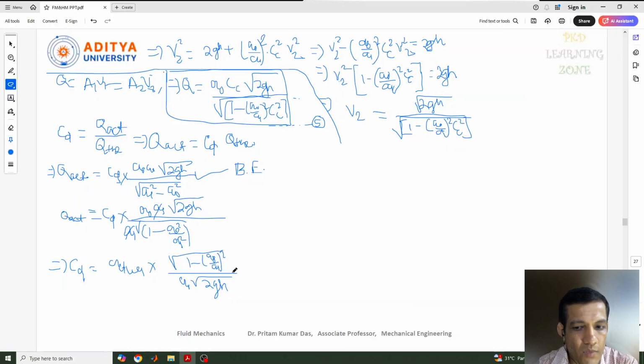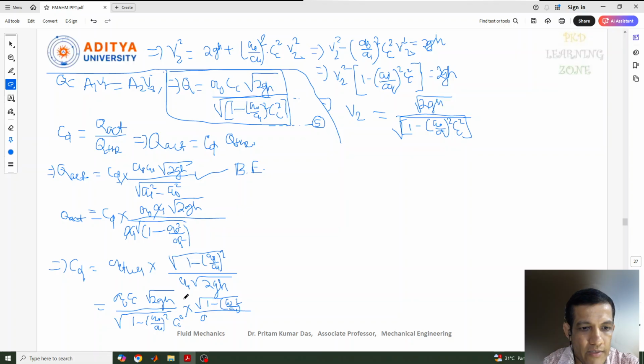Now, as I told you, I'm going to change this value by putting in the Q actual value. What is the Q actual value? We already got it previously: A0 CC root over of 2GH divided by root over of 1 minus A0 by A1 square into CC square, multiplied by this value root over of 1 minus A0 by A1 square, divided by A0 root over of 2GH. Now if you see, this A0 is going to be cancelled, and root over of 2GH is going to be cancelled.